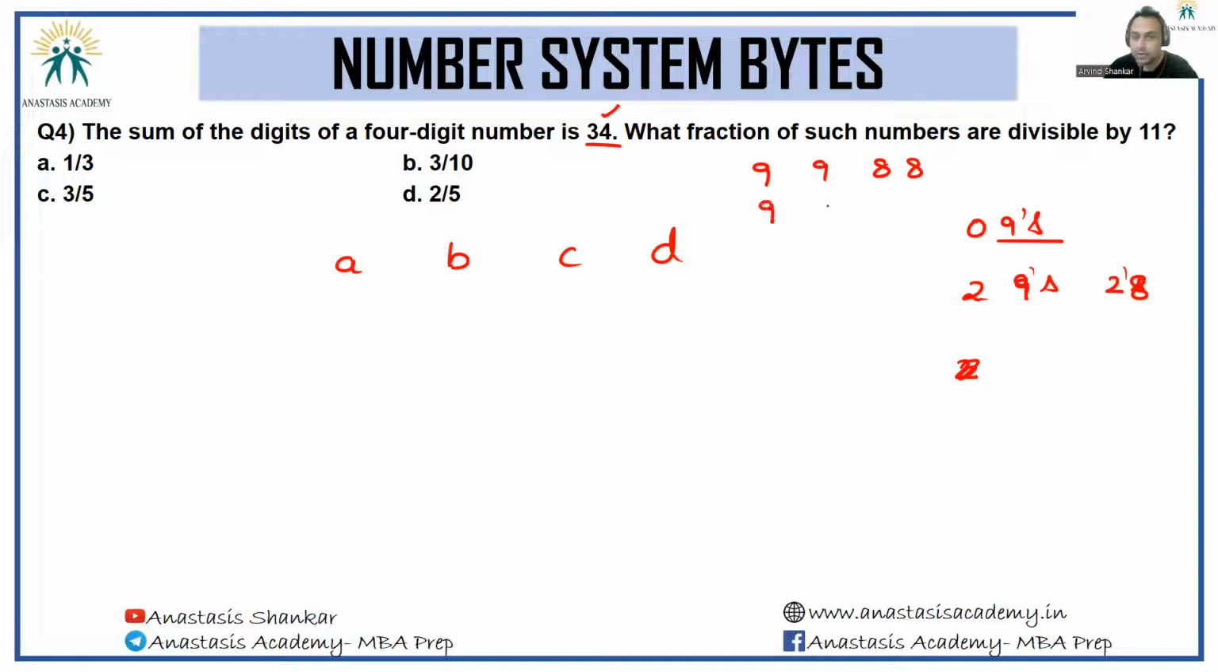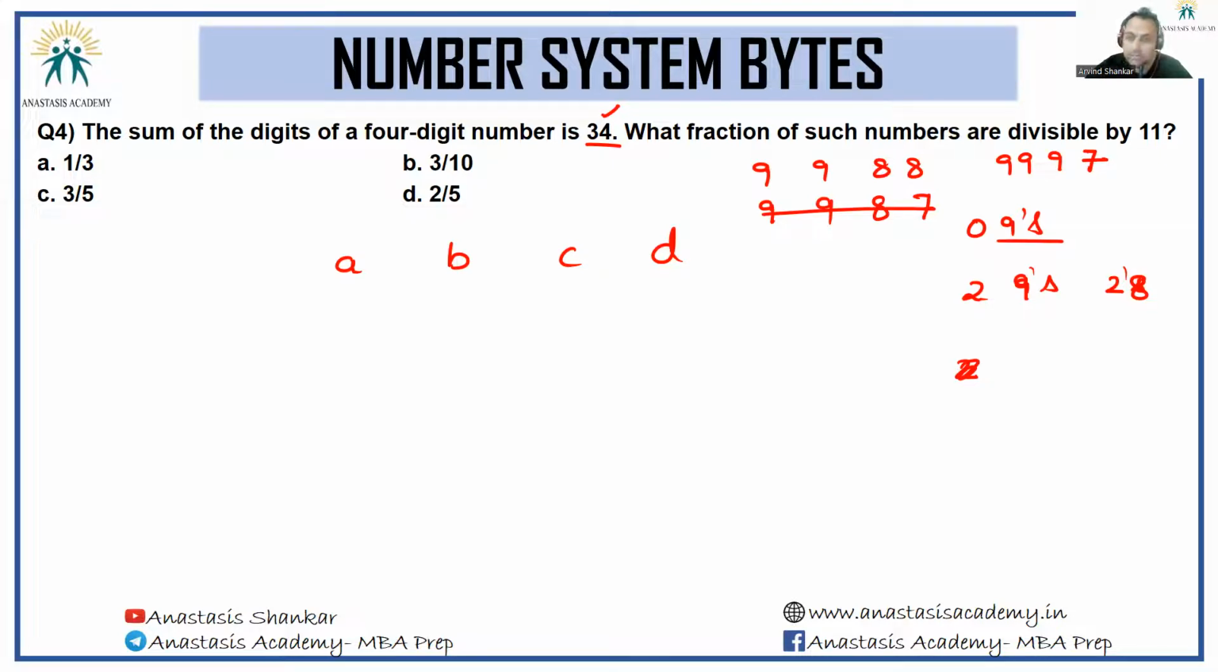Next case you can go to is 9 9 9 7. Sorry, not 8 7. So 9988 and 9997. These are the only two possibilities.